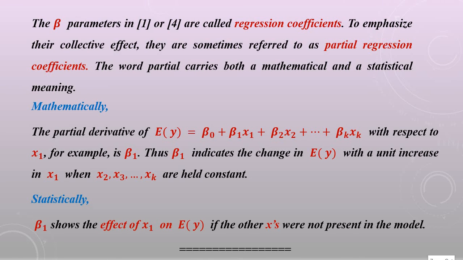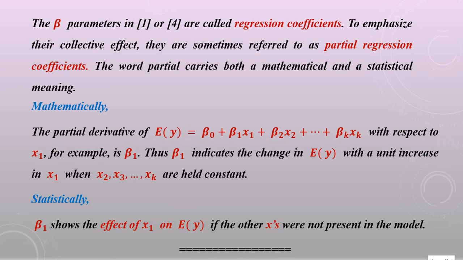The word partial carries both a mathematical and a statistical meaning. Mathematically, the partial derivative of expectation of y equals beta naught plus beta 1 x1 plus beta 2 x2 plus ... plus beta k xk with respect to x1, for example, is beta 1. Thus, beta 1 indicates the change in expectation of y with a unit increase in x1 when x1, x2 up to xk are held constant. Similarly, we can interpret beta 2, beta 3 up to beta k.